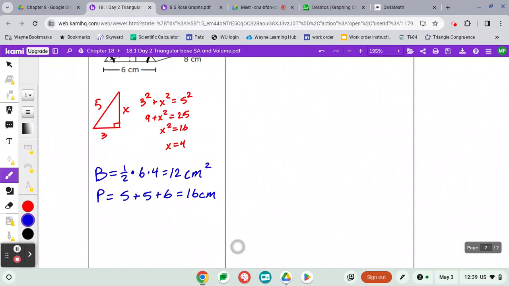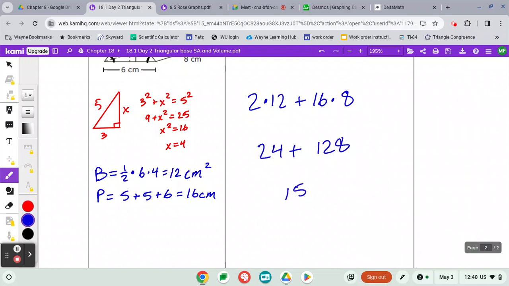All right, we're almost done. 2 times the area of my base, which is 12, plus 16 times the height of my prism, which is 8. And I know I kind of skipped a step or two there. I just did it for us, but we get 152.